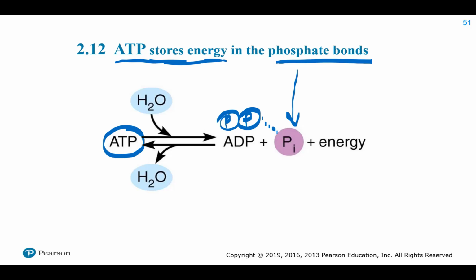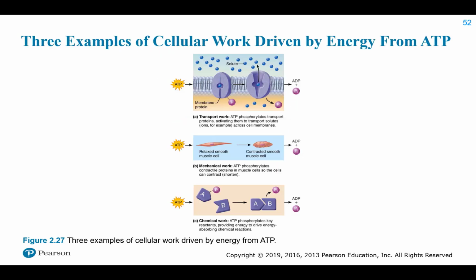How are you going to get the energy out? Well, you're going to hydrolyze the third phosphate out of the ATP, so you add a water molecule. How are you going to put the phosphate back into ADP to make ATP? You are going to dehydrate this reaction here, and you're going to get your ATP. Here are examples of work that is possible because of energy that derives from the ATP, especially that third phosphate bond. So here you have transport work.